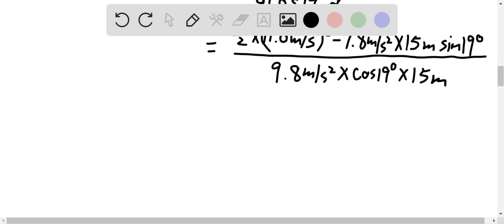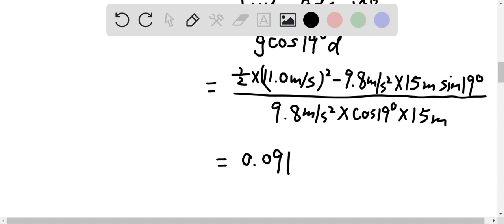And this will give us mu k is equal to about 0.091. Okay, so that's the average coefficient of the friction. Thank you. This is my answer for the question.